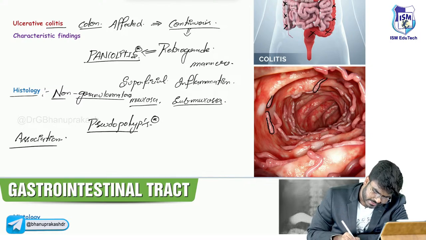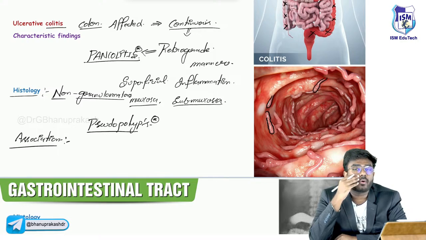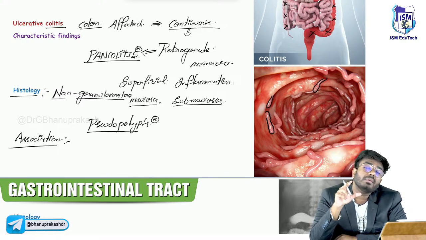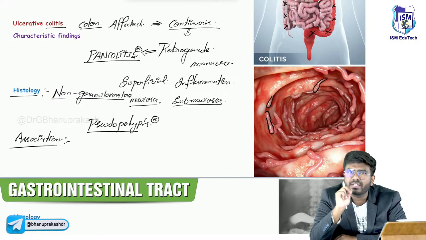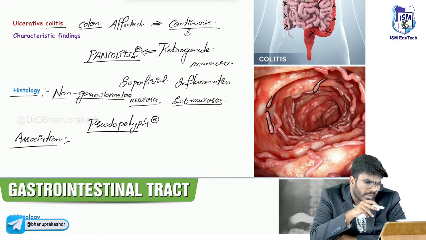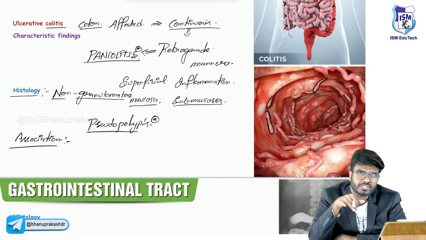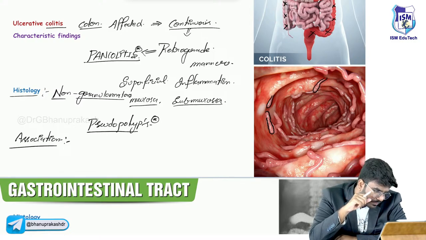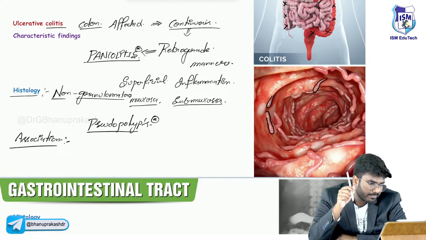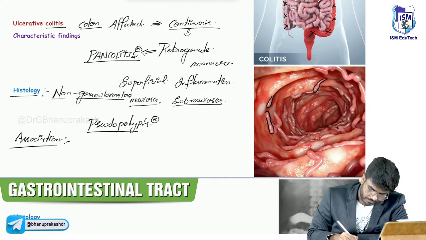Now, the important points which I want you to know are the associations. If I am a person who has this inflammatory bowel disease, ulcerative colitis, there will be some liver problem. Can anyone tell me what liver problem is going to occur in this patient? It is a hepatobiliary pathology. Can you tell me what hepatobiliary pathology is associated with ulcerative colitis? Let me give you the short form: PSC.